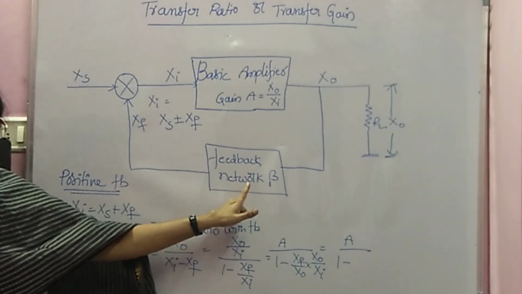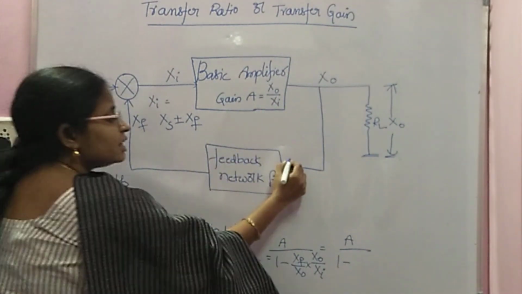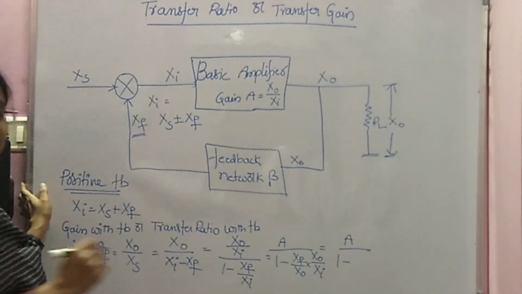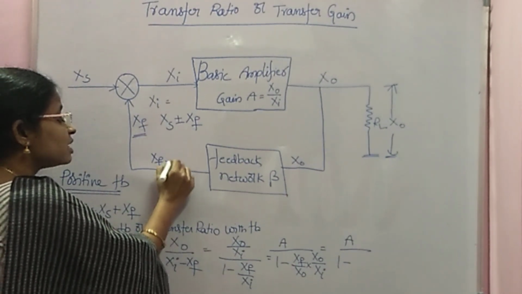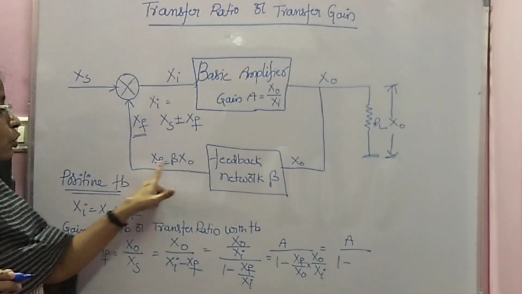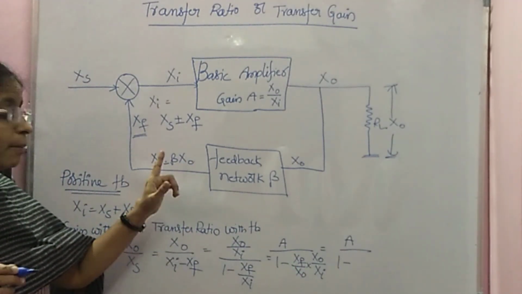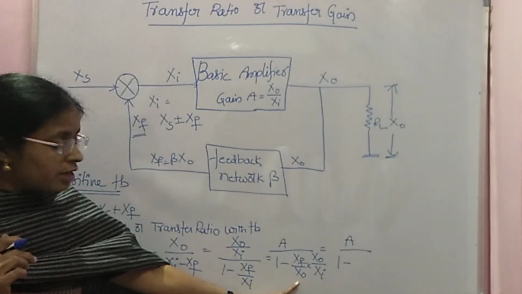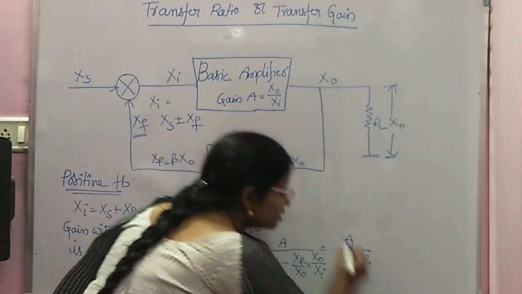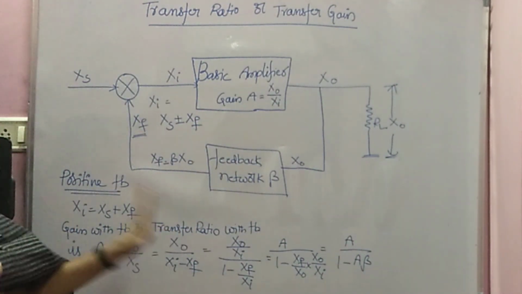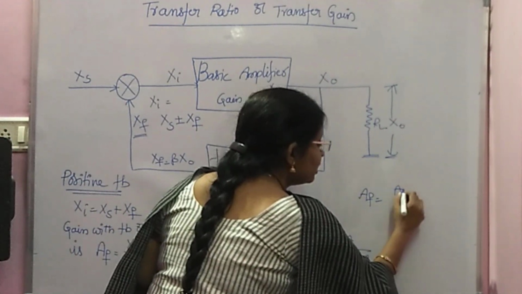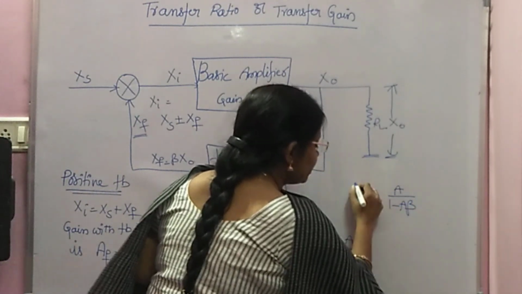Then you can write it as A by 1 minus, what is Xf by X naught? See here, it is the feedback network. For the feedback network, what is the input? Input is X naught. From the feedback network, what is the output? Output is Xf. So Xf is nothing but beta into X naught. So Xf by X naught is nothing but your beta, and X naught by Xi is A. So totally it is A by 1 minus A beta. So for the positive feedback, AF is nothing but A by 1 minus A beta.